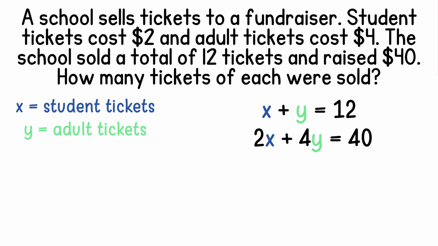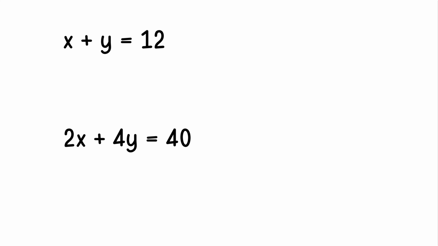To find the solution, we'll have to graph both of these equations. But first we'll have to take them from standard form and put them in slope-intercept form. So we'll put both of our equations in slope-intercept form by solving each equation for y. So we'll subtract x from both sides, giving us y is equal to -x plus 12.